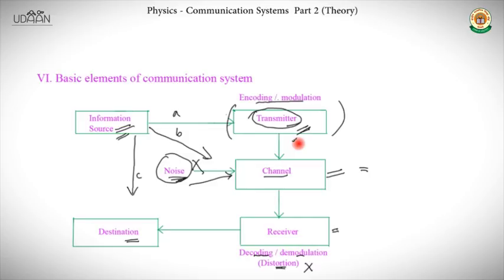Okay, so that was a block diagram of a typical communication system, and we discussed the components here. We discussed the encoding and the decoding, or modulation and demodulation, that will happen at the transmitting and receiving ends, and we also talked about noise that will be pumped into the channel no matter what we do. So that was a typical communication system.